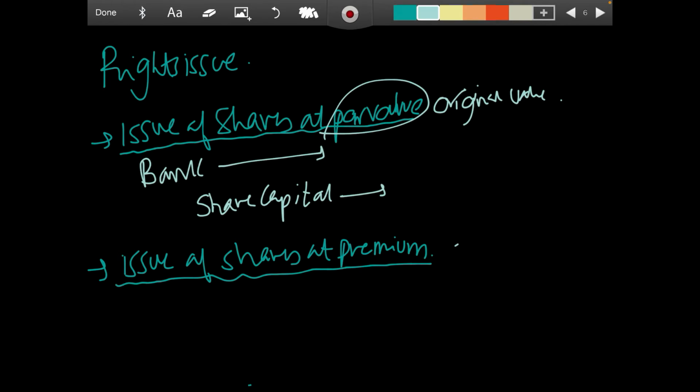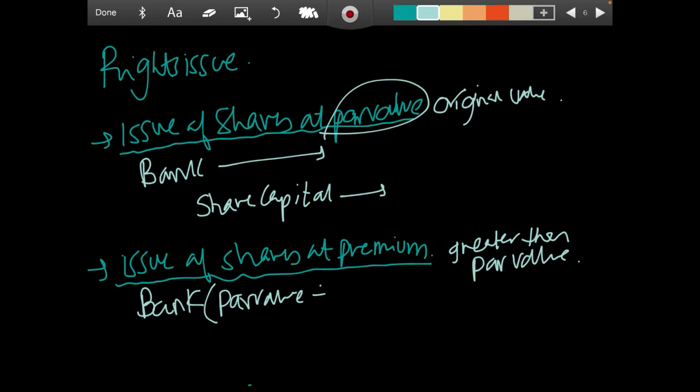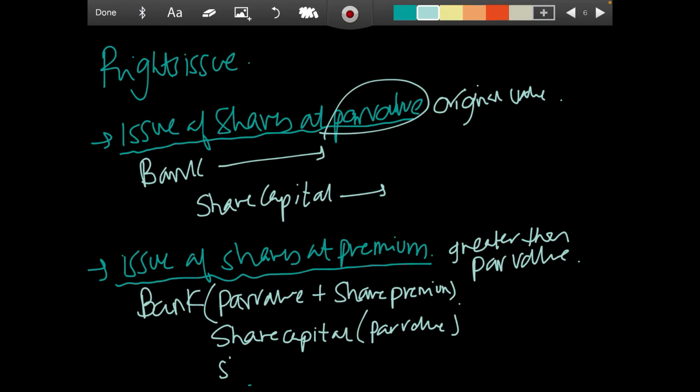And when the shares are issued at premium, which means at greater than its original price, its par value, the bank will be debited by the par value plus the share premium on the issue of share, and share capital will increase by the par value and the share premium will increase by the premium value or the price above the par value. This is basically your profit.